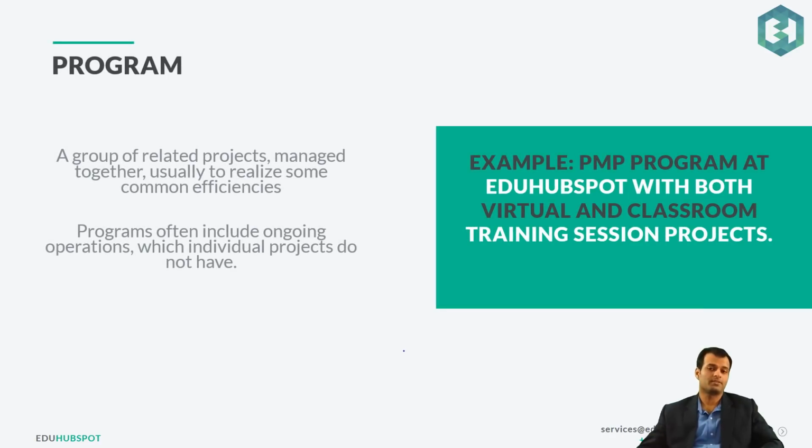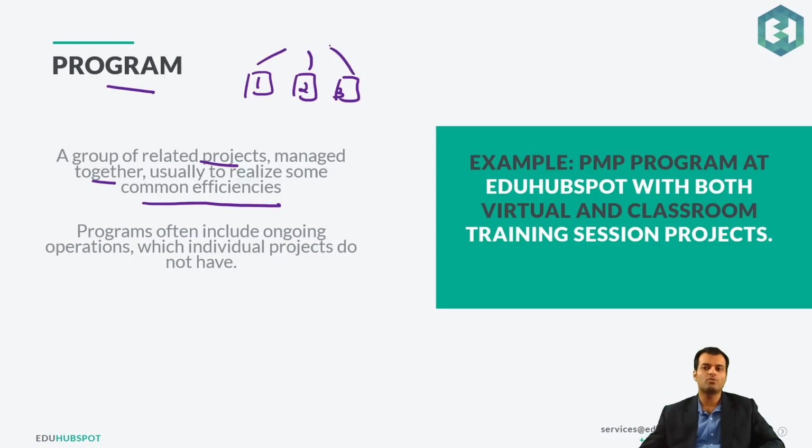What is a program? So at the lowest level we have the project, which has certain set of requirements to be completed in a certain time. A program, on the other hand, is a group of related projects managed together, usually to realize some common efficiencies. So now I don't have one project, I have multiple projects, 1, 2, 3. They all report to one particular program. So for example, the PMP program at EduHubSpot with both virtual and classroom training sessions.